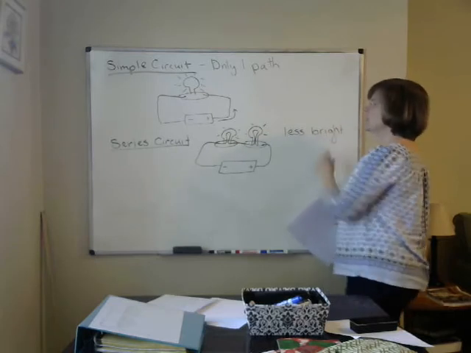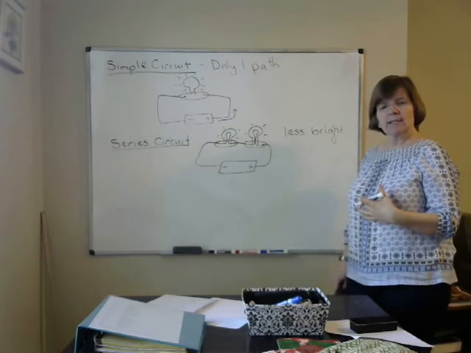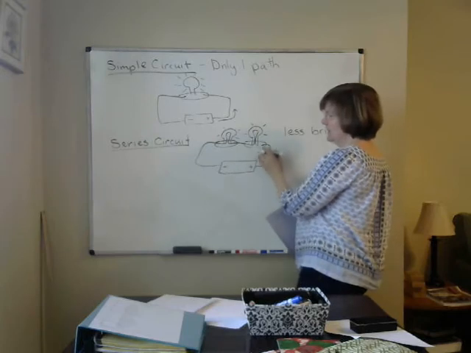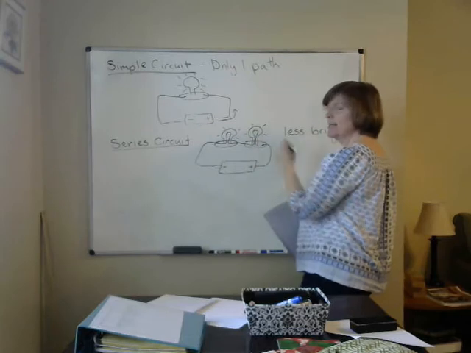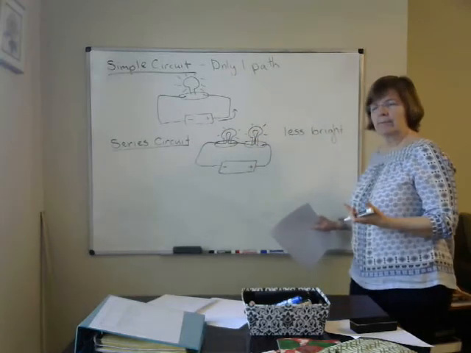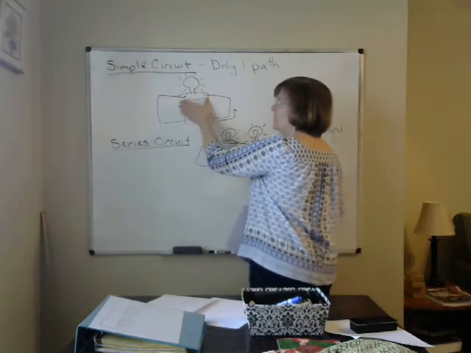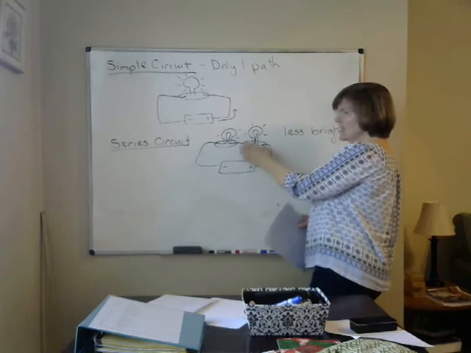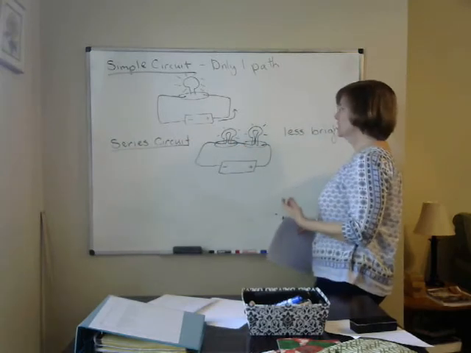So one of the disadvantages when we keep putting things in series is we have less energy basically for each of the items. If this is, let's just say, a 9-volt battery, well, with one bulb it's getting all 9 volts, or all 9 joules per coulomb. Here, each is only going to get 4.5, half of 9, so it's not going to glow as bright.